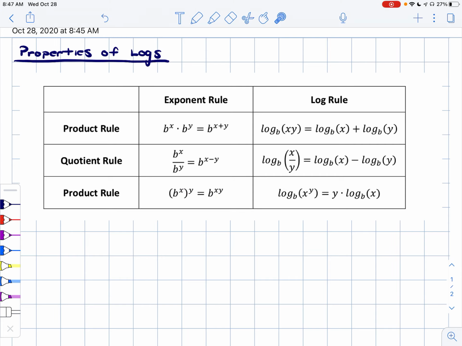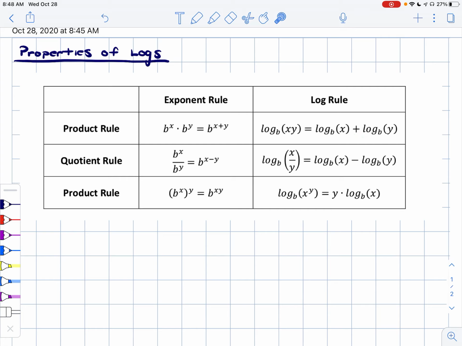Okay? Well, logs really are just exponents. So for every exponent property, we have an equivalent log property. So here, with our product rule, we saw when we multiply, we add the exponents. Well, similarly, if you have a log of a product, so when you're multiplying, it's equivalent to adding the logs. So our product rule tells us that if we have the log of a product, then we can split it up as the sum of two logs.